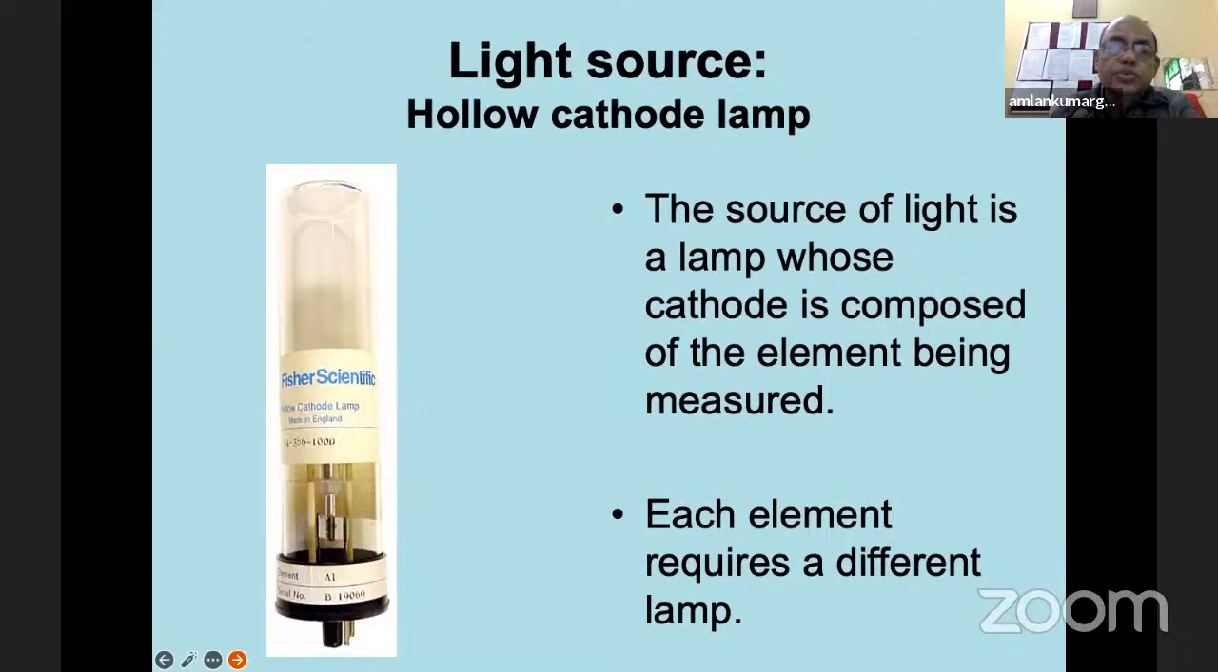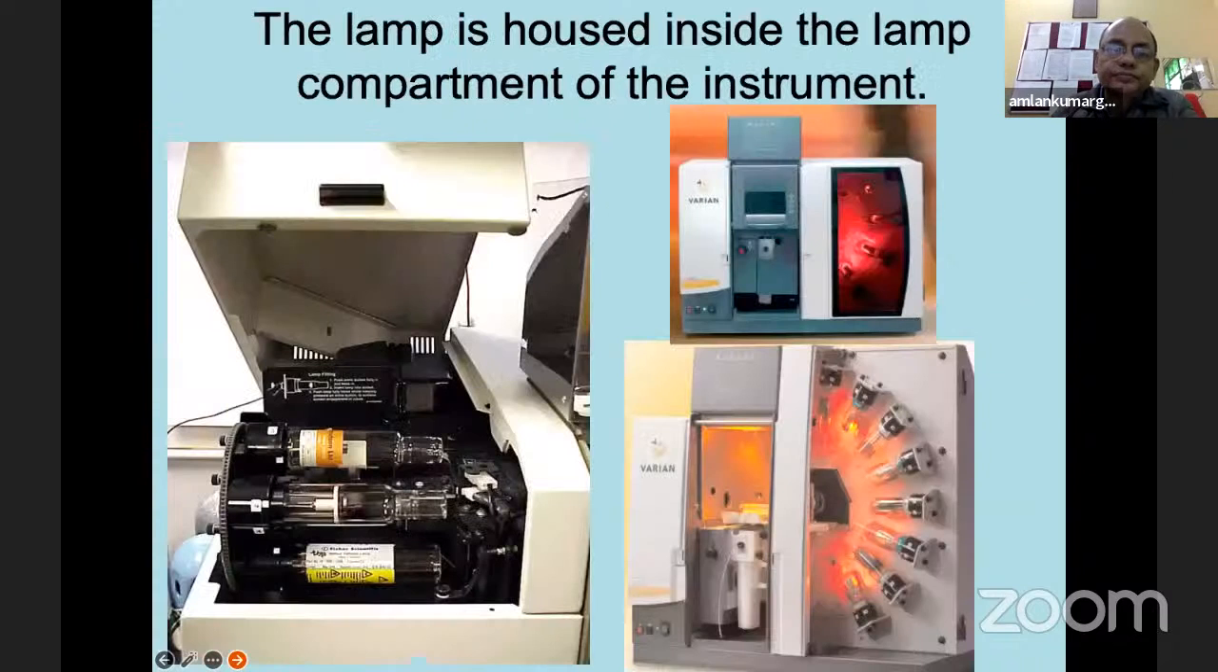The cost of this instrument goes up because for each element we need a specific resonance wavelength, and hence we have to give a different light source. For example, if I want to measure iron, I have to use the hollow cathode lamp of iron. If I want to measure aluminum, I will have to use a hollow cathode lamp of aluminum. So you have to change the lamp before each analysis.